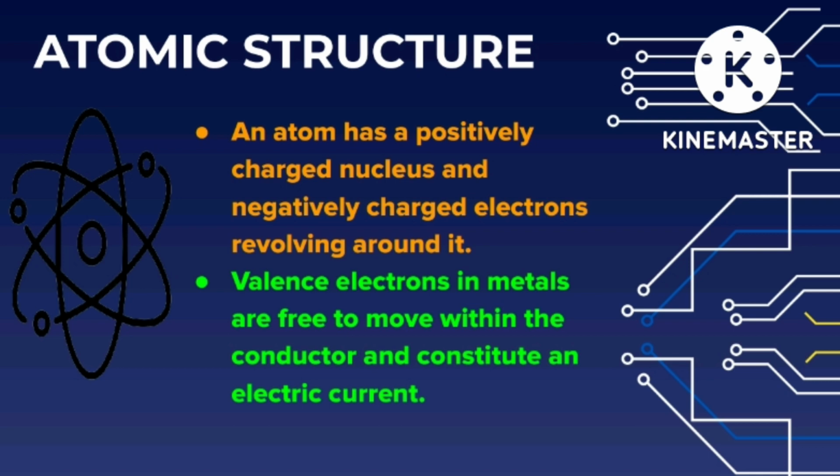Alright, so atomic structure makes us know how an atom looks according to the Neil Bohr model. So there is a dense center known as the nucleus which is positively charged, with many electrons revolving around it which are negatively charged. So the valence electrons, or the electrons in the last shell or the outermost shell, are free to move in a conductor made of metals, which constitutes the electric current. Thus, the number of free electrons makes the conductor good or bad.